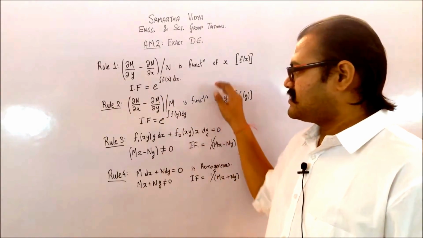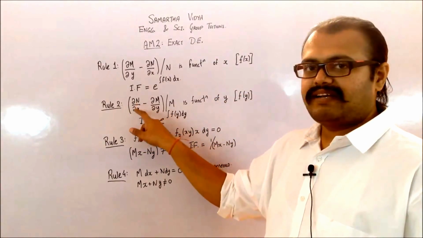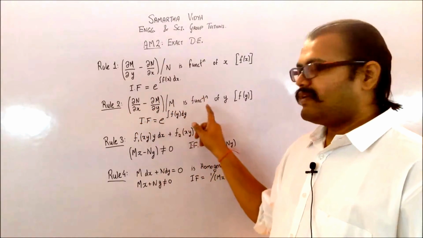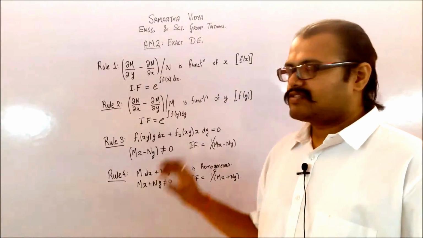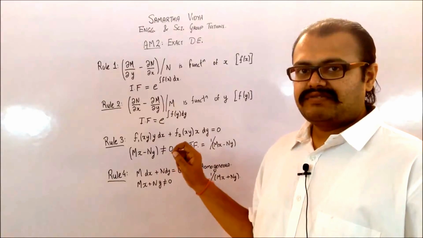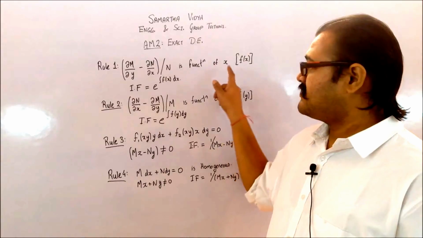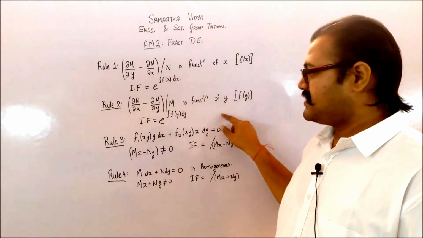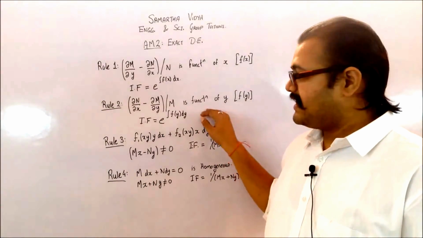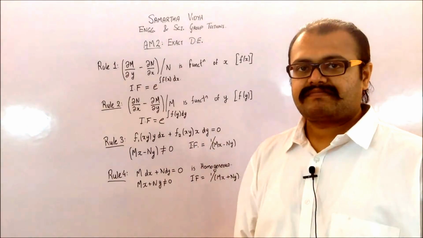Coming to the second rule, which is just like this, only the terms are reversed. We have ∂N/∂x minus ∂M/∂y, divided by M, which is to be a function of y. So in the second rule, we are finding whether this expression is a function of y or not. In the previous one, we were finding whether it was a function of x. In the second rule, if it is a function of y, and I say that function is f(y), then the integrating factor is given by e raised to the integral of f(y) dy.